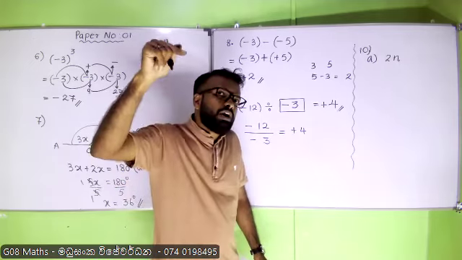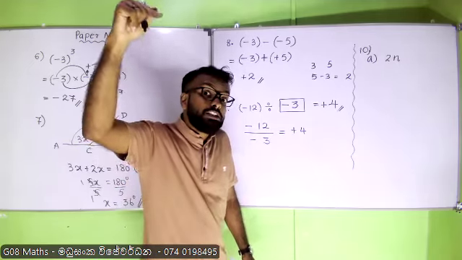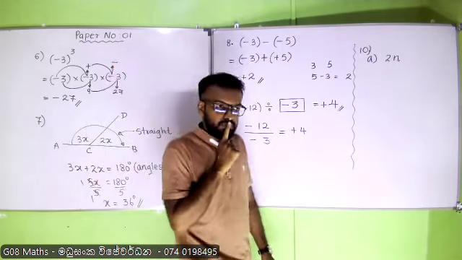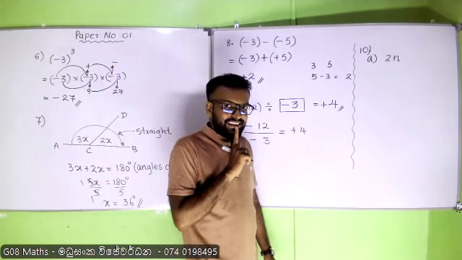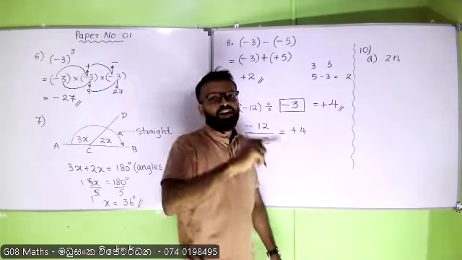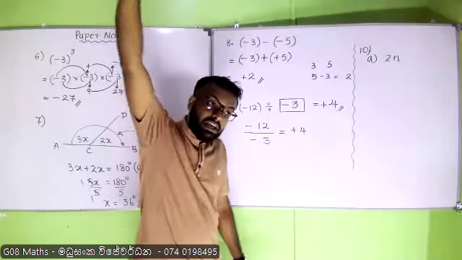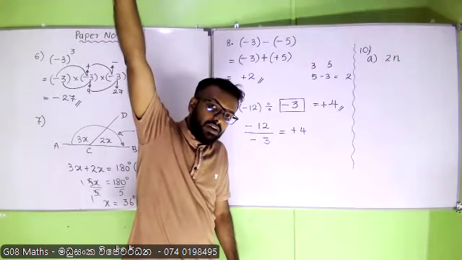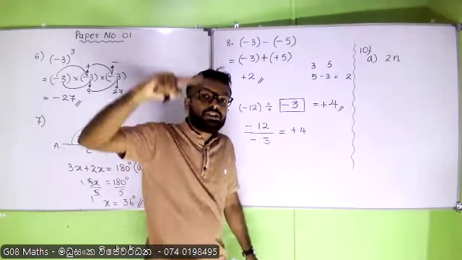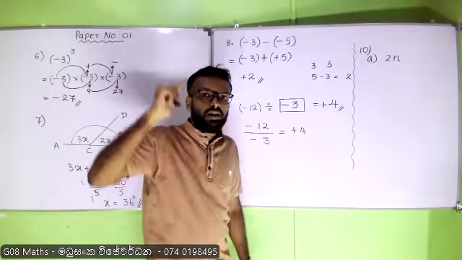Can anyone tell me what is the general term of square numbers? n times n. That means n to the power 2. n square.